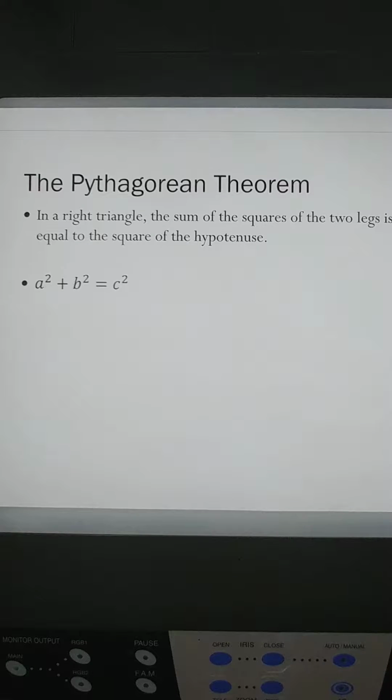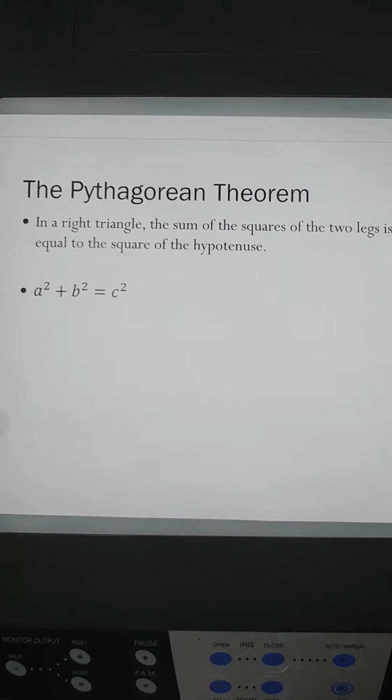So this is formally known as the Pythagorean Theorem, named after the Greek mathematician Pythagoras. He had all kinds of things that he did, but he was a mathematician. He also had his own religion, believe it or not. But Pythagoras was from Greece.